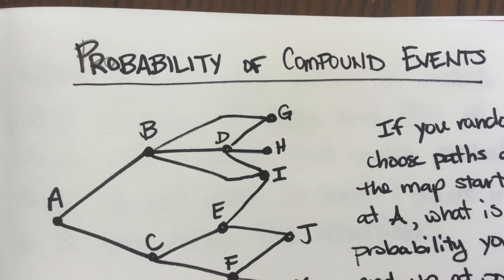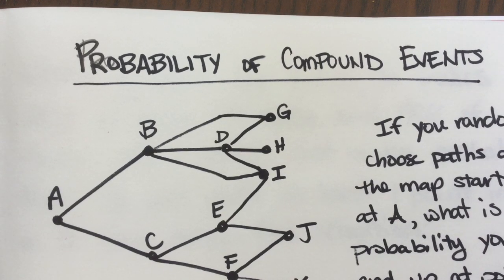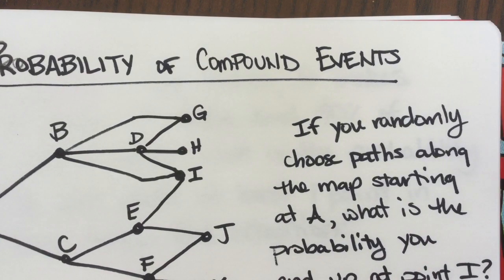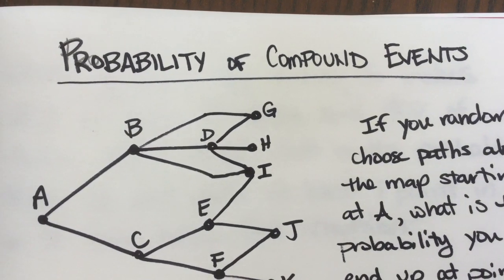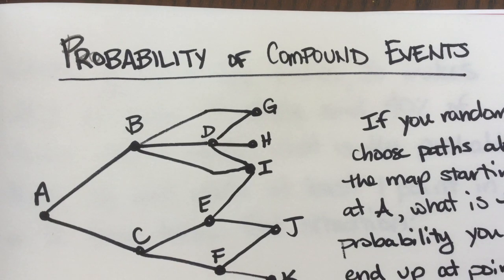Everybody, Ms. Daly here, and this week's lesson is about the probability of compound events. So that is the probability of multiple things happening consecutively.